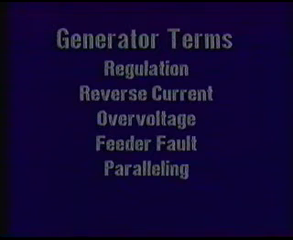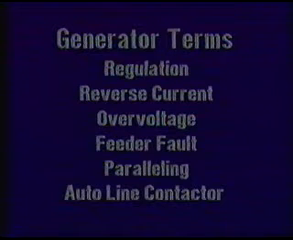Since there are two complete generator systems on board the aircraft, an additional consideration must be made: equal sharing of the electrical load by both generators. We refer to this as paralleling, making sure that each generator is doing its share of the electrical work, no more, no less. The last function is automatic line contactor control.